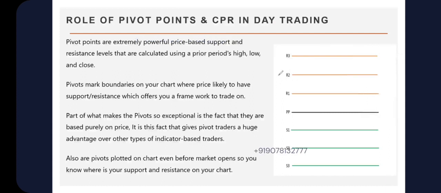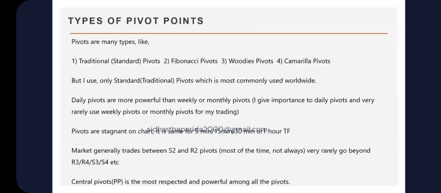Unlike indicators, when you change the time frame, the indicator also changes its position, right? Most indicators change their position when you change the time frame. But pivot points are not like that. They are stagnant on the chart. That's why pivots are the same for 5 minutes, 15 minutes, 30 minutes, even the 1 hour time frame.